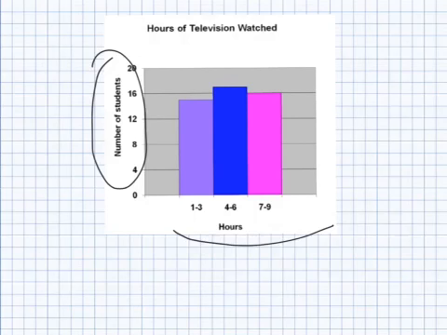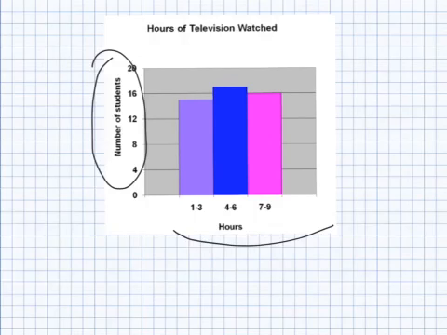That information, the number of hours, right, that is continuous information. Because in theory, we could have somebody who watches no television. That's a possibility. And then one student can watch 1 hour, one student can watch 3 hours, one student can watch 7 hours, one student can watch 9 hours. So that's continuous information. There's a range.